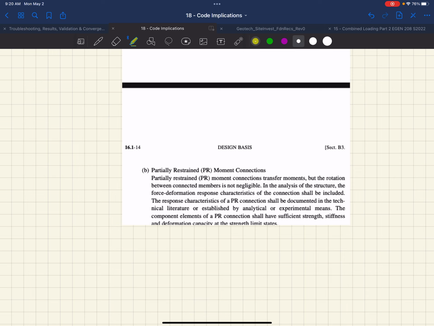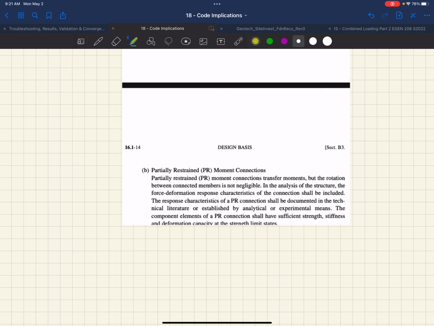Okay, the moment connections transfer moments, but the rotation between connected members is not negligible, right? So now if it's connected at a 90-degree angle, that angle might not be 90 degrees once it's pushed on, right? If we had a moment frame and we pushed on it, then at those beam-column locations, it's no longer going to be perpendicular when you push on this.